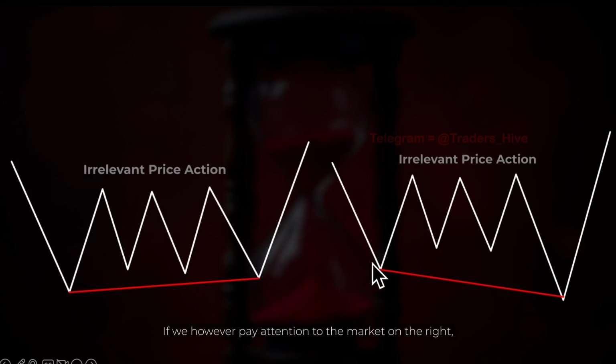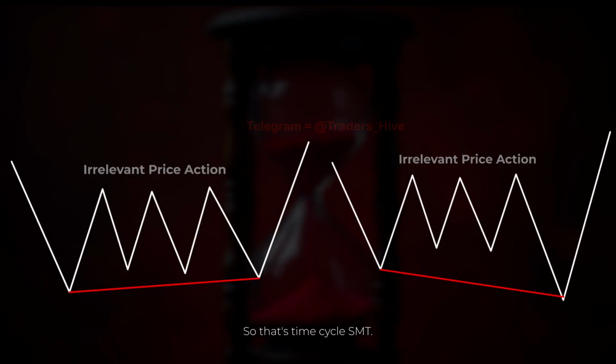If we however pay attention to the market on the right, you can see that the market on the right also forms this low and eventually creates a lower low. Therefore, that's a correct correlation relative to this low. But in particular, it's a correct correlation relative to a previous cycle low. So that's time cycle SMT.